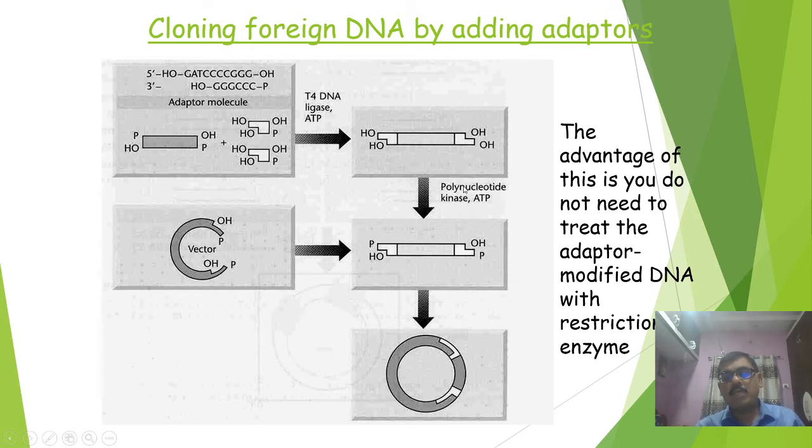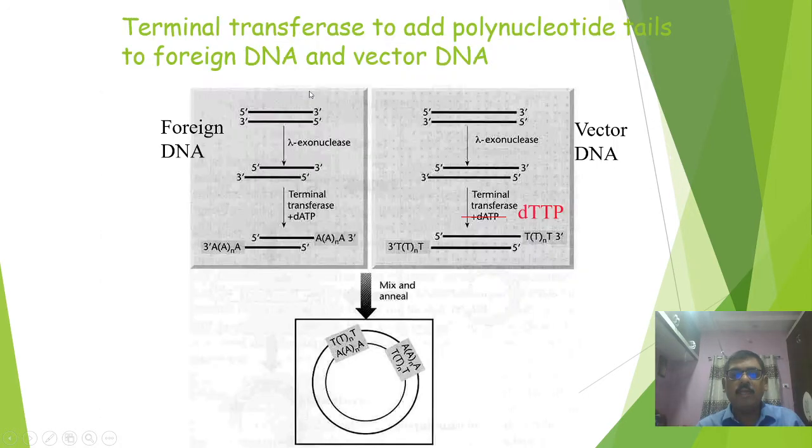Now this is subjected to the action of polynucleotide kinase, and what will happen is it will form a sticky ended molecule which can be ligated into the plasmid DNA or the vector DNA molecule. The advantage of this is you do not need to treat the adapter modified DNA with a restriction enzyme. Instead of using the restriction enzyme, you have to use polynucleotide kinase to replace the hydroxyl group at the 5' end with phosphate. So this is how adapters are used.